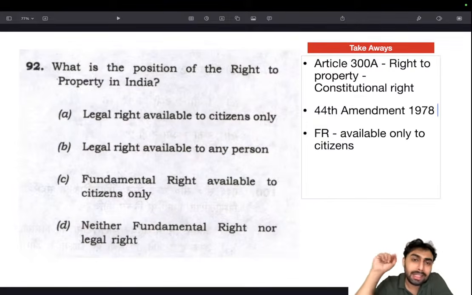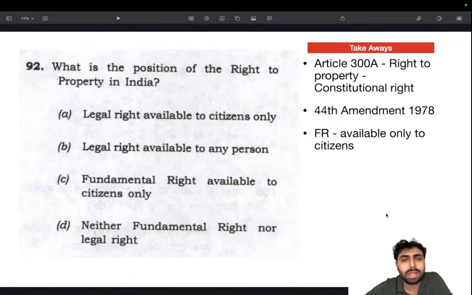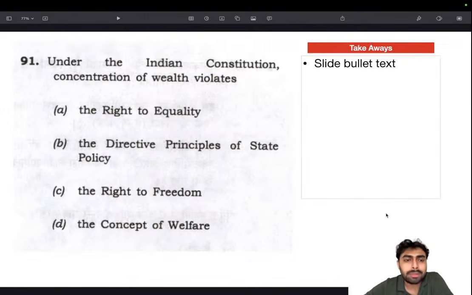It can be said that it's a legal right. If in the options no constitutional right is mentioned, you can go for legal right. If constitutional right is mentioned, go for it. Because UPSC in the later answers, they have given it as a constitutional right only. Okay, moving on. Next question.